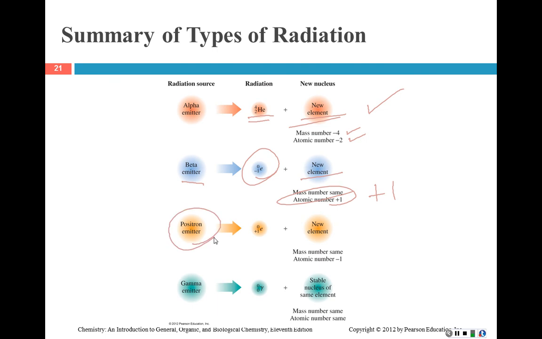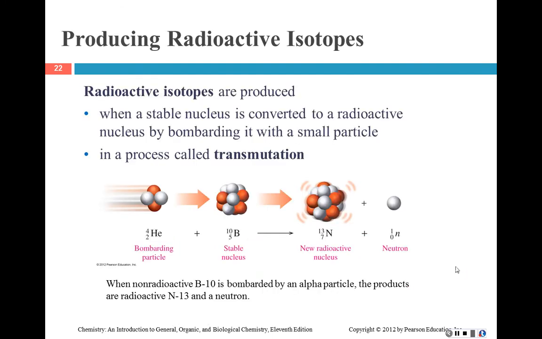A positron, basically the same as a beta emitter, except this number is positive instead, will also give you a new element, but the atomic number will be 1 less than it was before. And then finally, the gamma emitter doesn't change anything, but it goes from the M form to the stable form. And that's all there is to that.